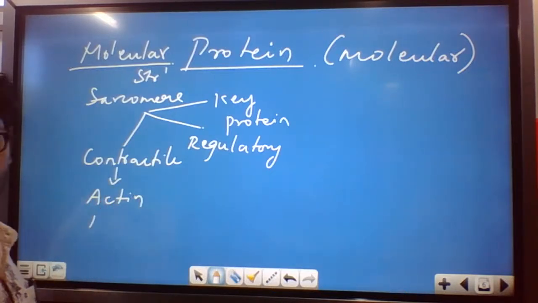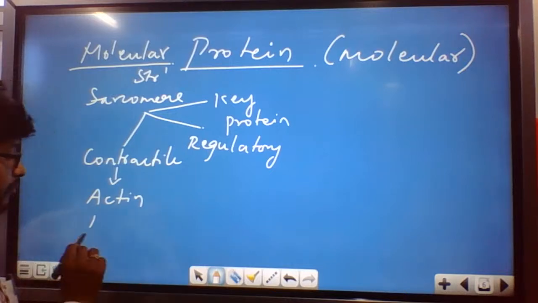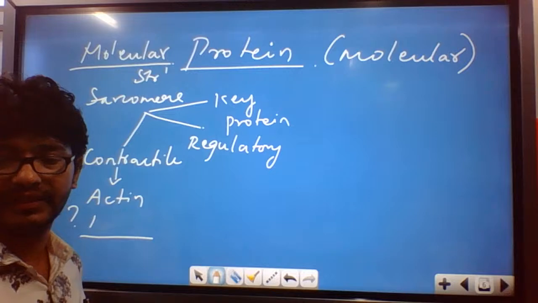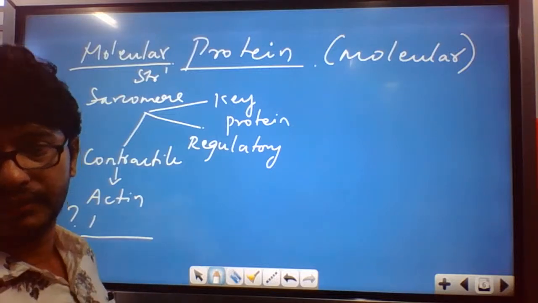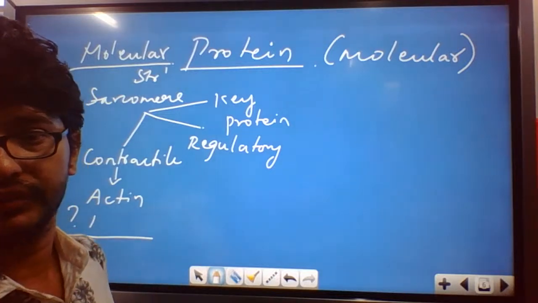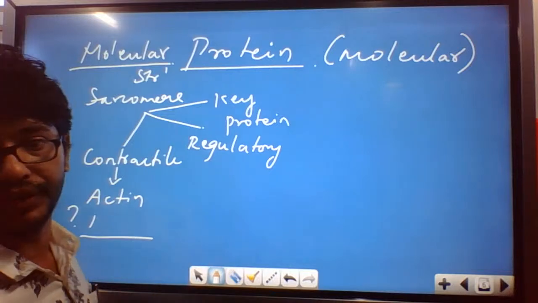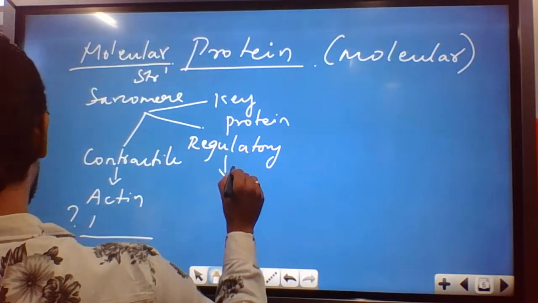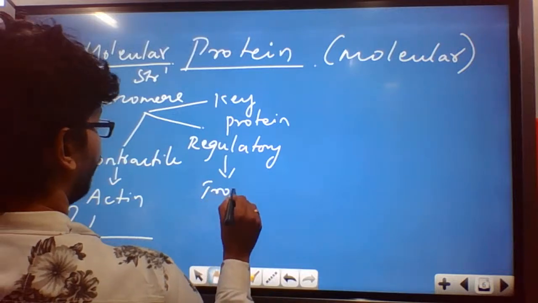Tell me what the other protein is. What is the other protein? I make it as a blank. You tell me what the other protein is. You listen to this class. Even the last one, I said in the clipping, so you should tell me the other protein. Okay. Regulatory protein. In this case, in regulatory protein we have troponin.